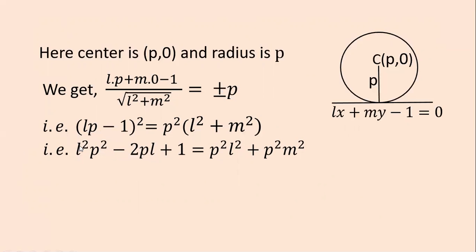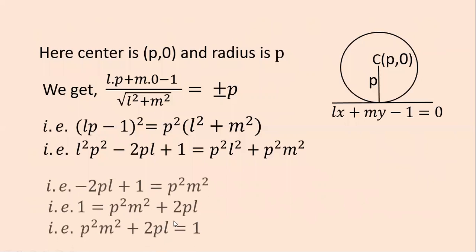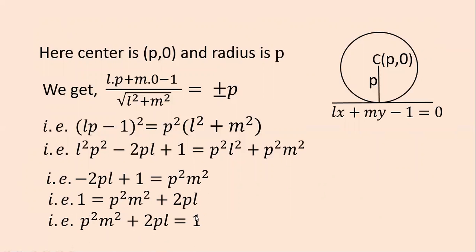(a minus b) whole square, that is a square plus b square minus 2ab. Here it is l square p square, then minus 2pl plus 1. And this p square l square from both sides, we can omit, and we are left with minus 2pl plus 1 is equal to p square m square. And changing the side, we get p square m square plus 2pl is equal to 1. So this is the correct option, that is p square m square plus 2pl is equal to 1.